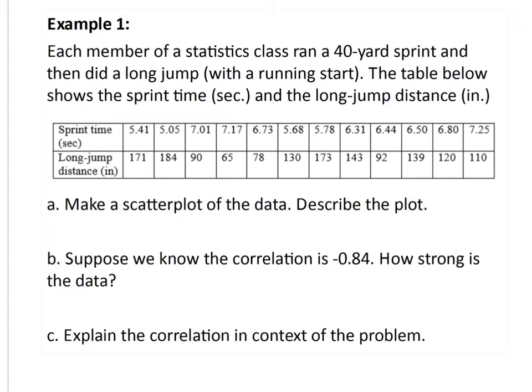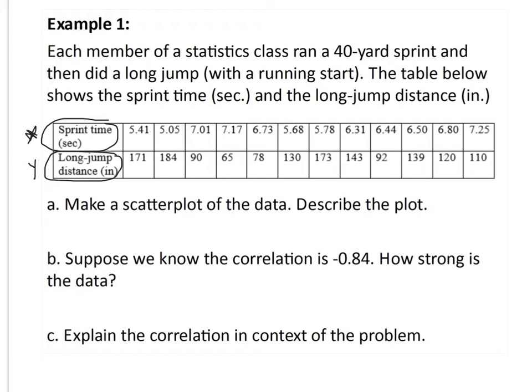So it says each member of a statistics class ran a 40-yard sprint and then did a long jump with a running start. The table below shows the sprint time in seconds and the long jump distance in inches. So these are two quantitative variables. They're both numerical. The sprint time in seconds is going to be my x, and the long jump distance is going to be my y. So usually the x is the first variable we're given, and the y is the second.